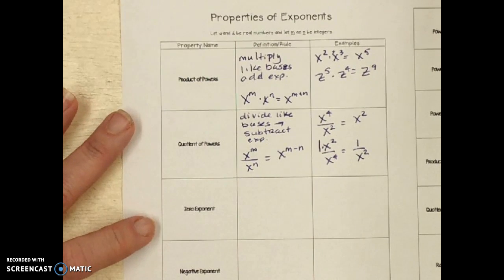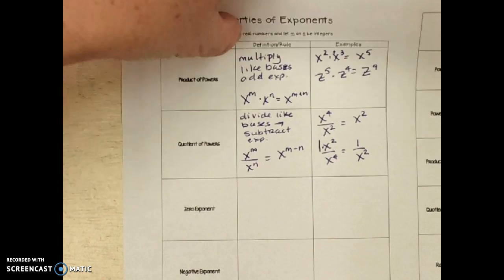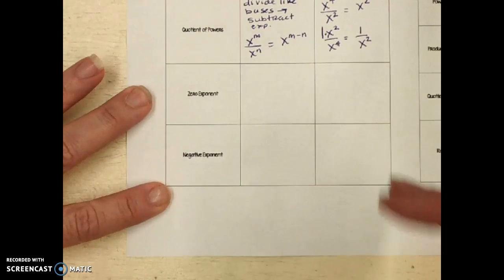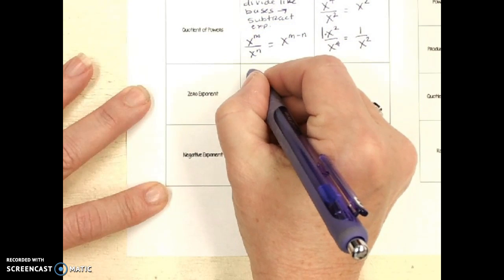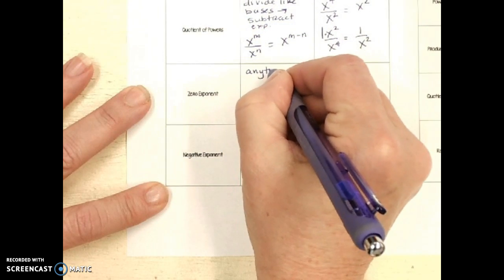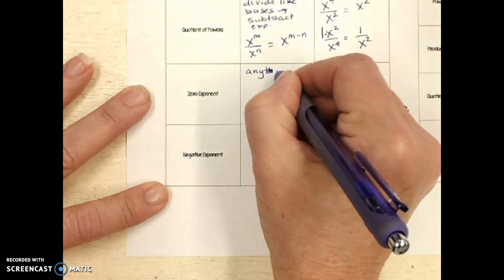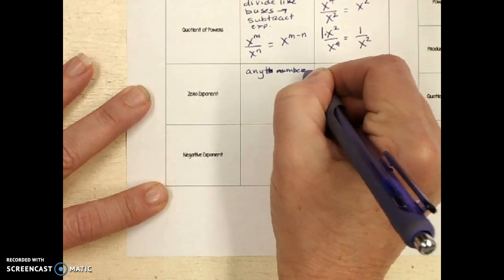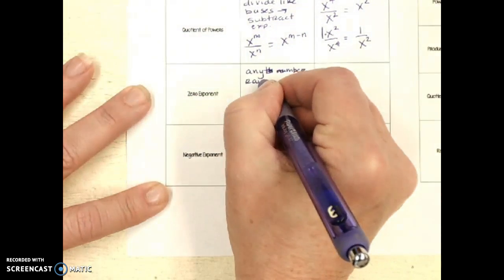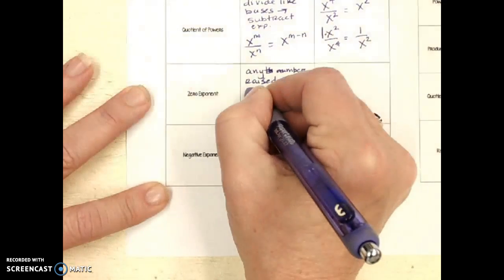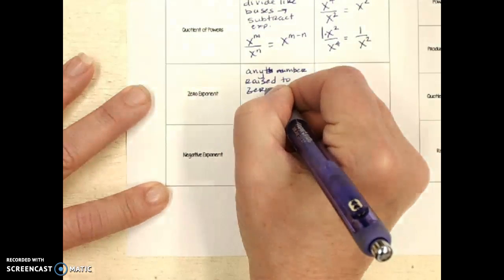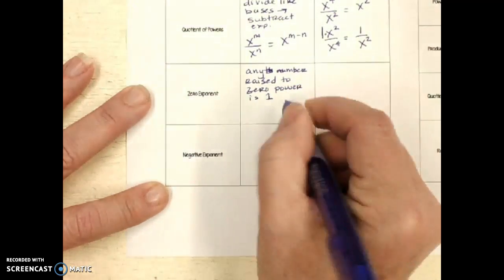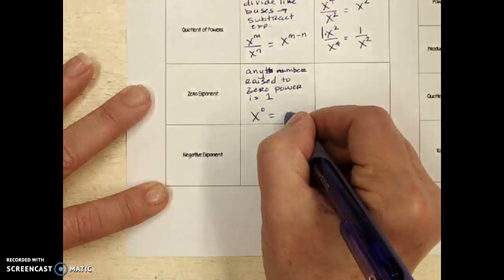Your zero exponent rule is a really nifty rule. I like it a lot because it's kind of a no-brainer. You don't have to think too hard about it. Anything raised to the 0 power, I should say any number if I want to be mathematically correct, raised to the 0 power is 1. Any number raised to the 0 power is 1.